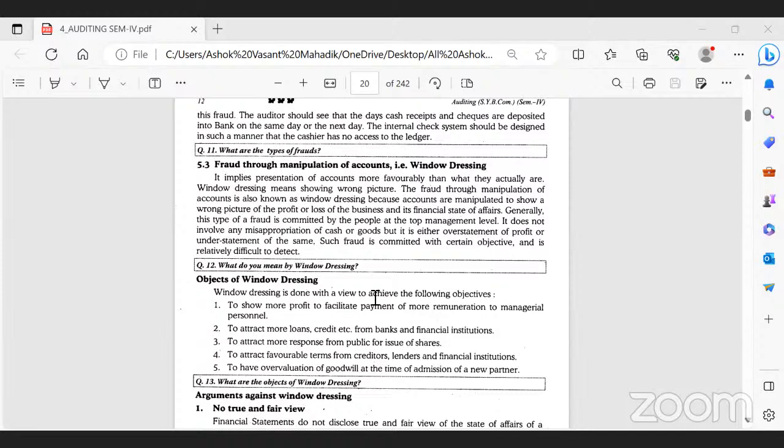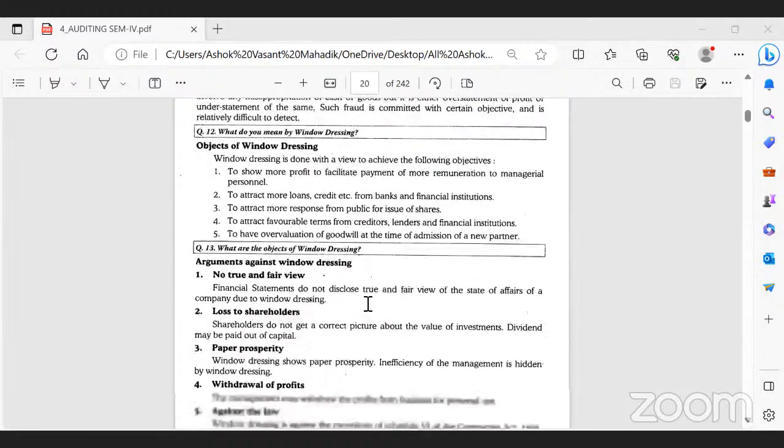Otherwise, the bank may not give them the loans. Okay, also to increase their reputation or goodwill. So window dressing is nothing but showing a better picture than what actually is. So this is one kind of fraud done by the management. Okay, you read further.